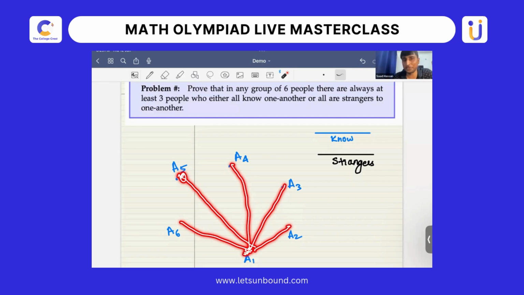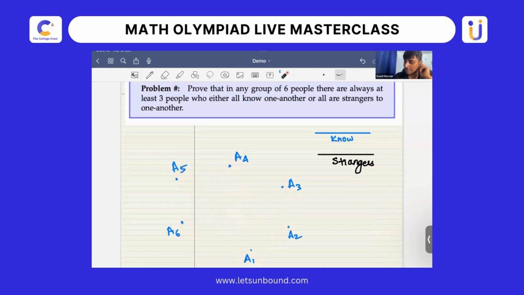First of all, do we agree to this proposition that all these five line segments that we are going to draw from A1 will either be blue in color or black in color? I'm hoping that the answer would be yes, because a blue line segment denotes that A1 knows someone, and black means that A1 doesn't know someone. And how many line segments are we going to draw from A1? Well, there are five in total.